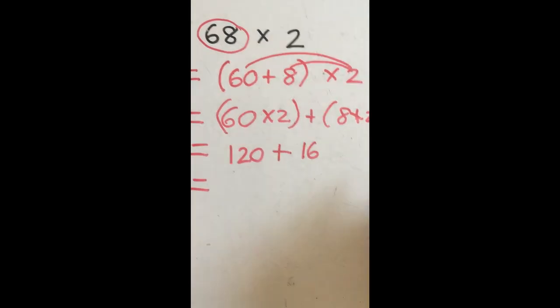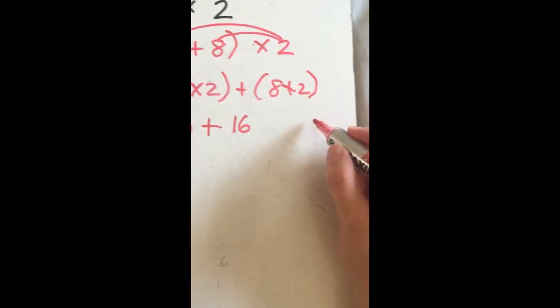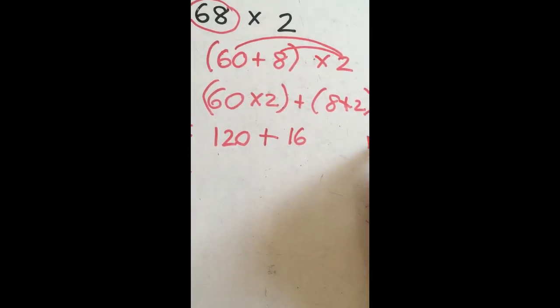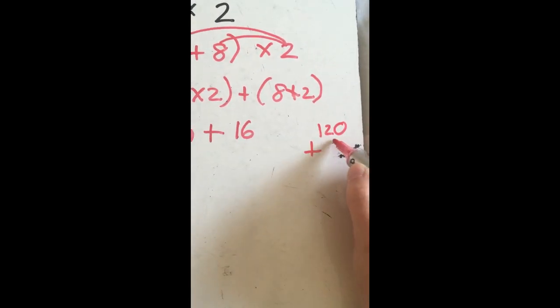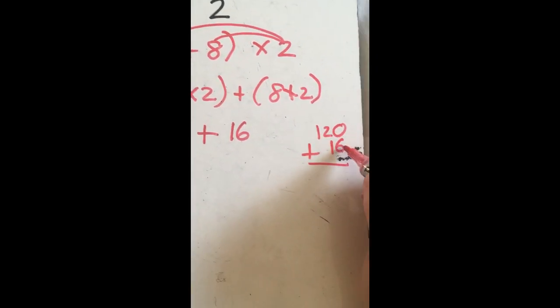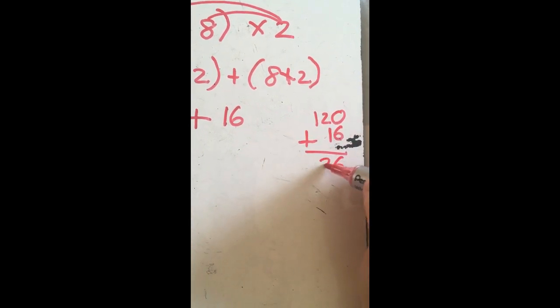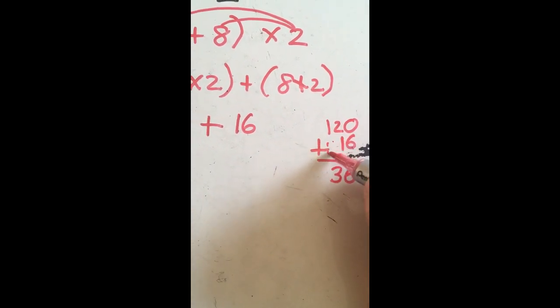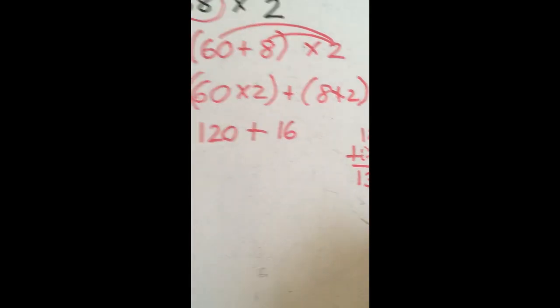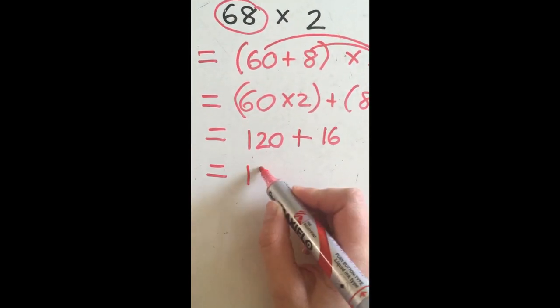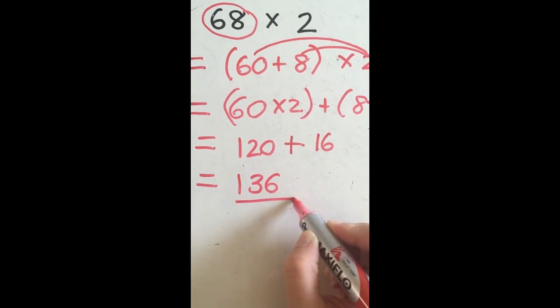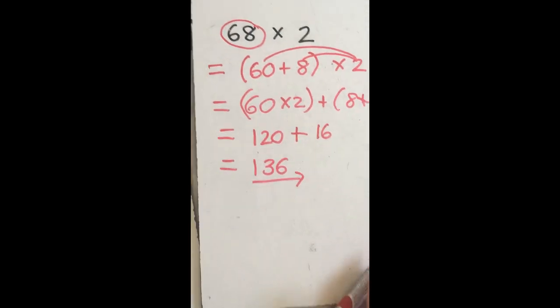If you struggle to do it off by heart, you can use a little scrap paper and just write them underneath each other like this. 0 plus 6 is 6. 2 plus 1 is 3. And 1 plus 0 is 1. So my answer is 136. I hope that makes sense.